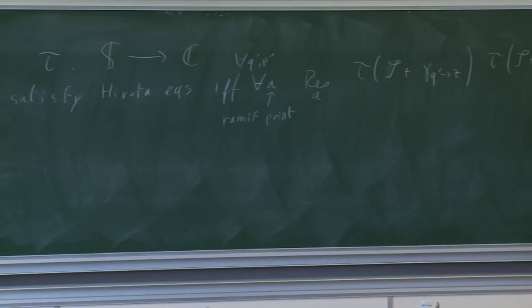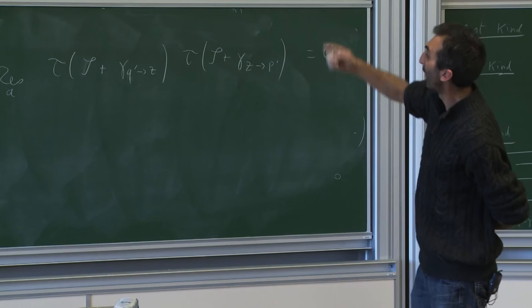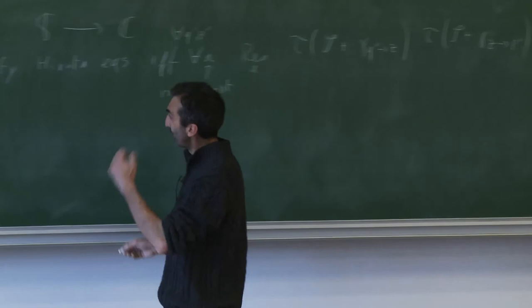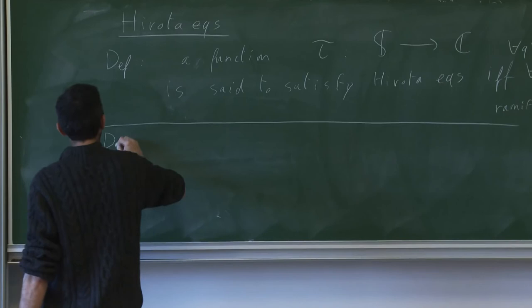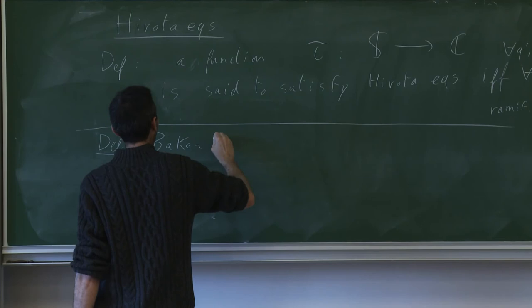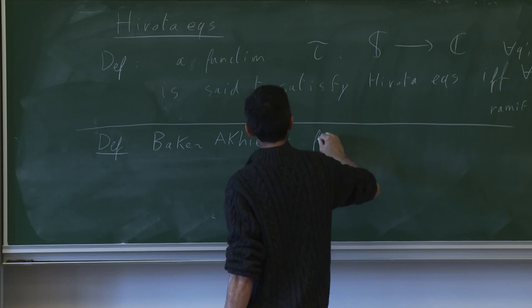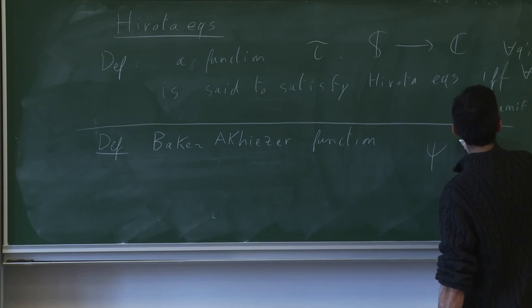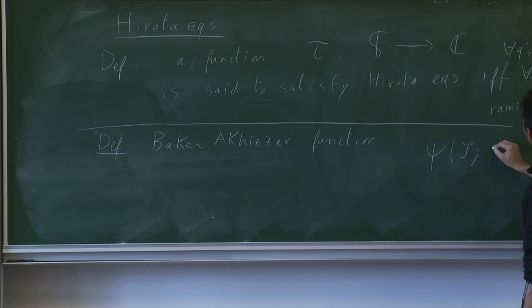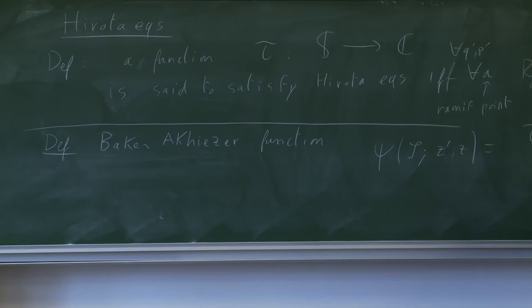So I would like now to construct something that is a solution of that. And the idea is that we define the Baker-Akhiezer function. Usually it's written this way, psi of z prime, z would be the tau function of s plus gamma z prime to z over tau of s.